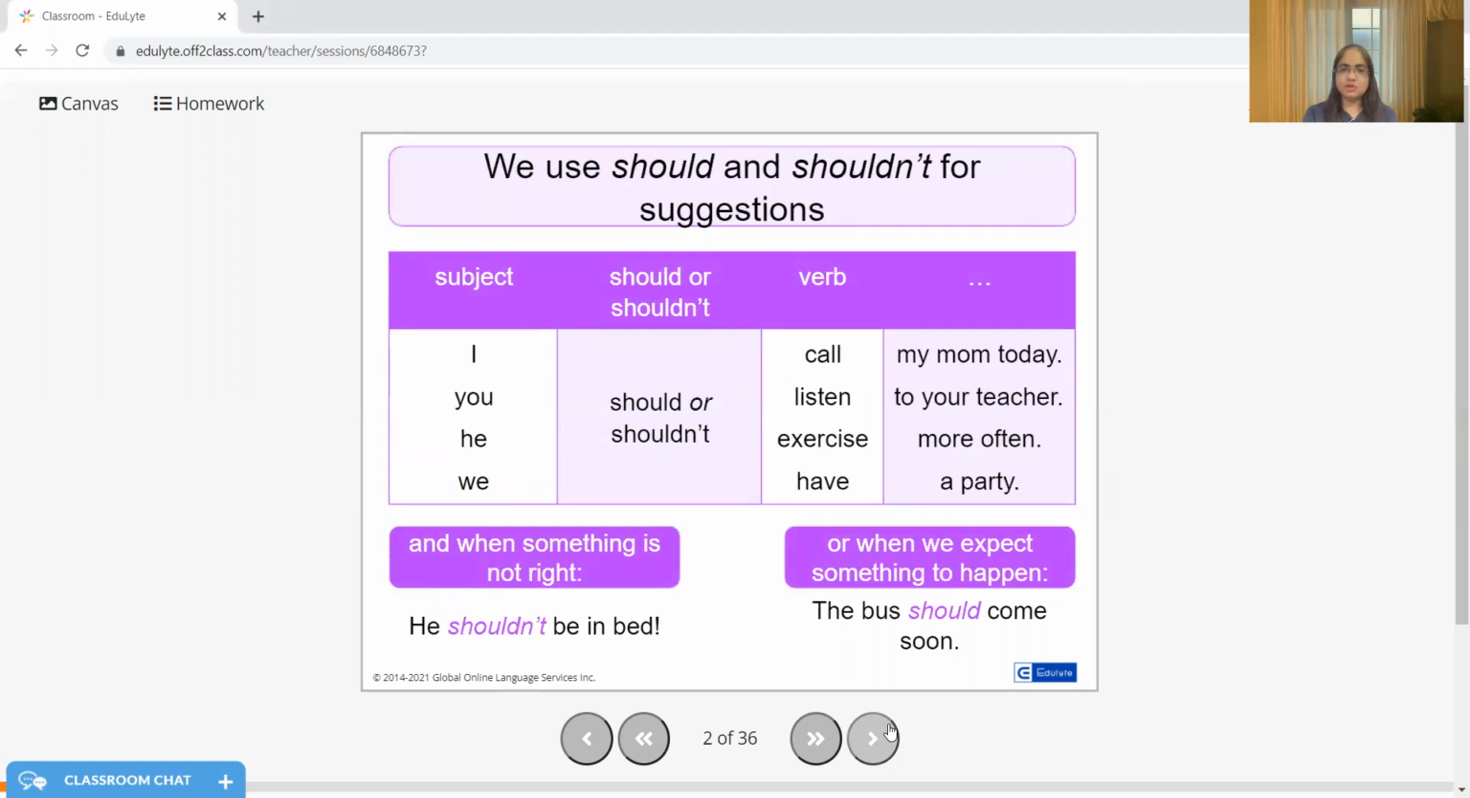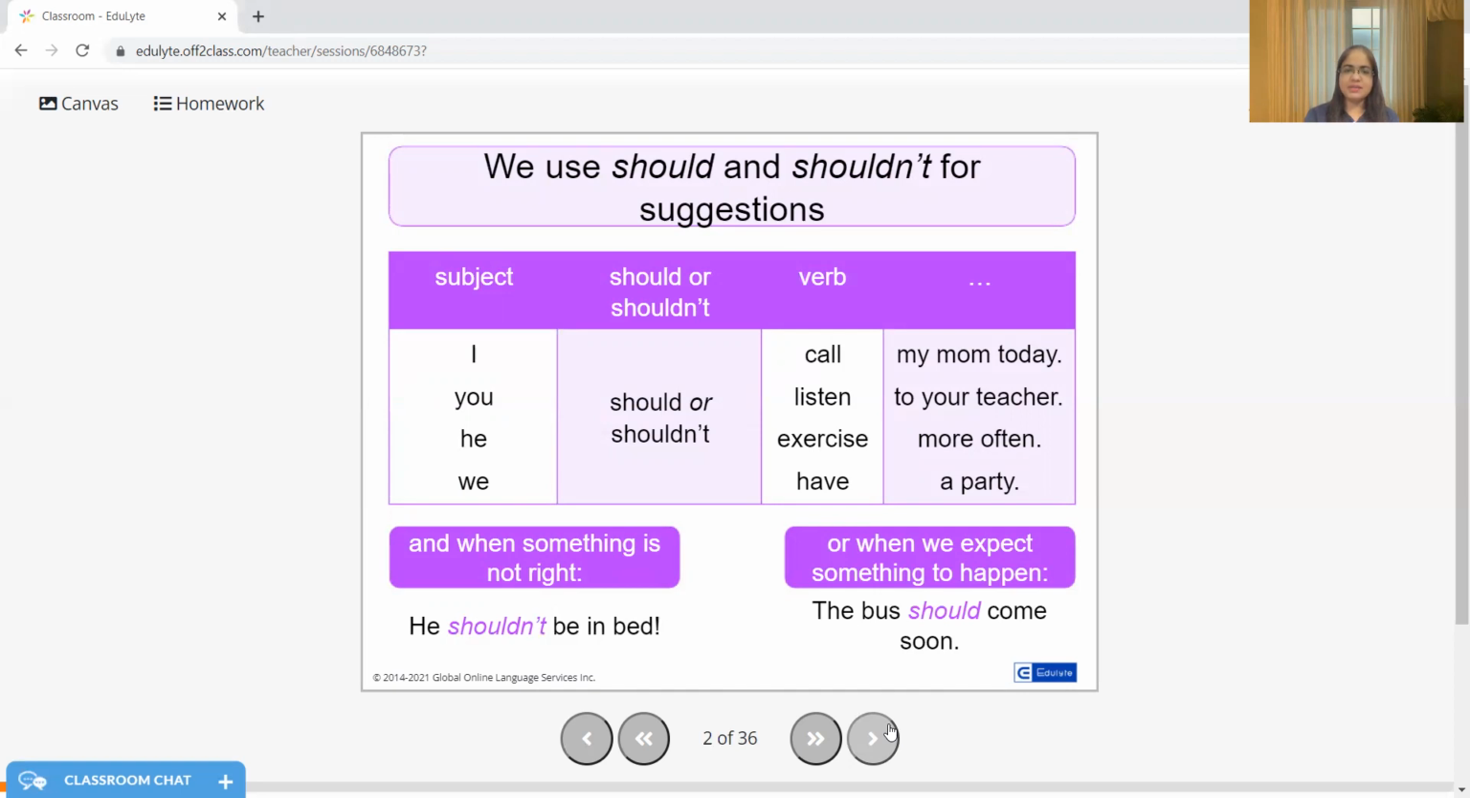Now, when we are using should or should not, we are talking about some kind of suggestion or advice, or maybe we are suggesting somebody to do something or maybe not to do something. As you can see from this chart, the subject can be anything, singular or plural, and the modal will be should or should not. So let's frame some sentences from the given chart. I should call my mom today. You should listen to your teacher. He should not exercise more often because he's doing a lot of that. And we should not have a party.